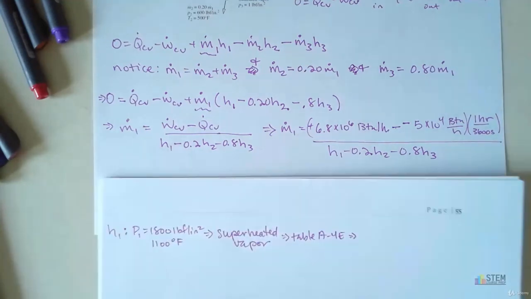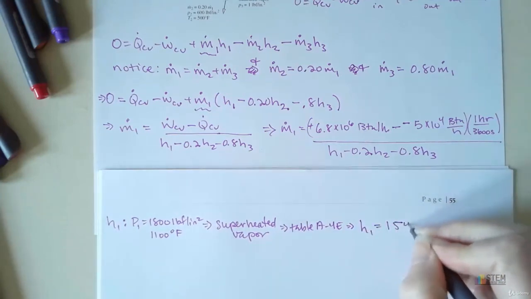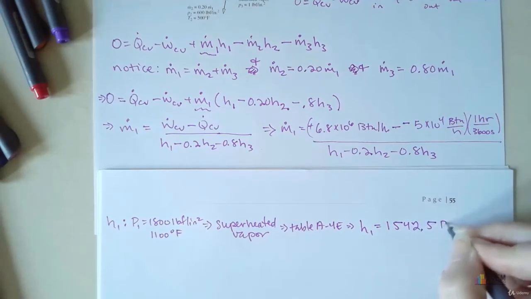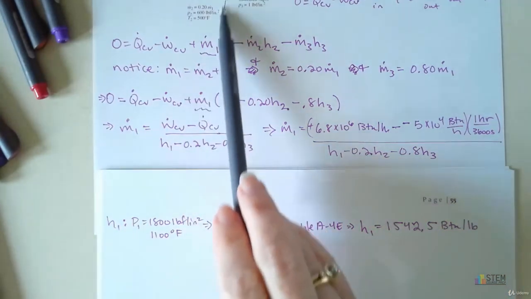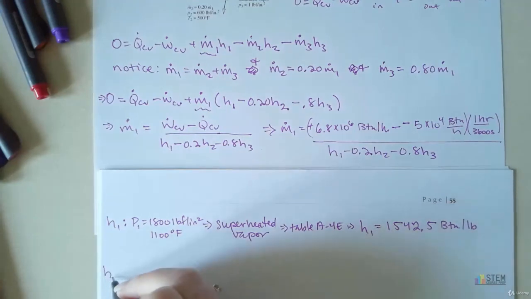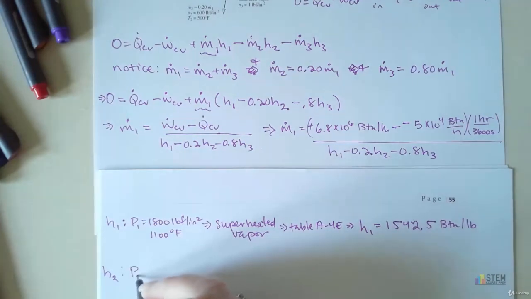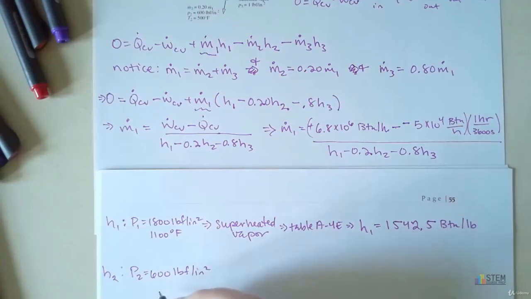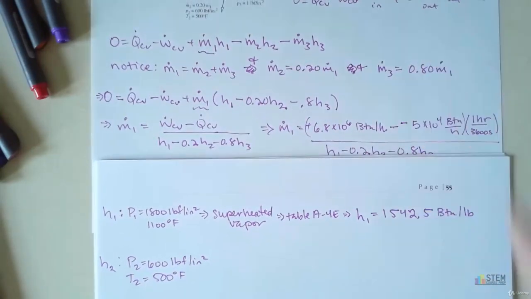Whoops, paper's falling. What you will get for H1 is 1,542.5. That's BTU per pound. Now for the second exit right here, exit 2, for this one, our pressure, it's lower. It's now at 600 psi, and our temperature is a lot lower. That's 500 degrees Fahrenheit. Again, we're going to have to figure out what we have here.